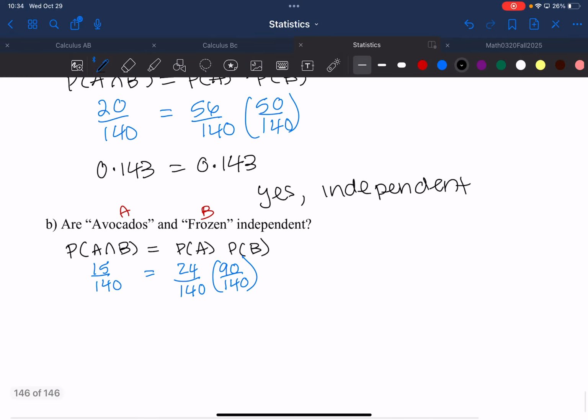Well, 15 over 140 is 0.107. And if I multiply the two proportions on the right, I get 0.11. So what's the conclusion? They're dependent, right? They're not independent. So here, we always want to answer if it is independent or just not independent, okay? They're very specific on that grading. So we'll make sure we use that terminology. So it'd say no, not independent.